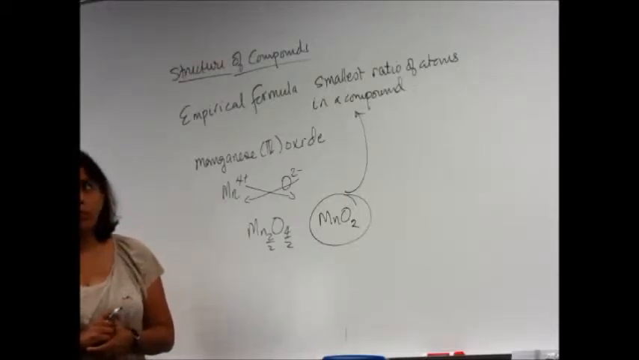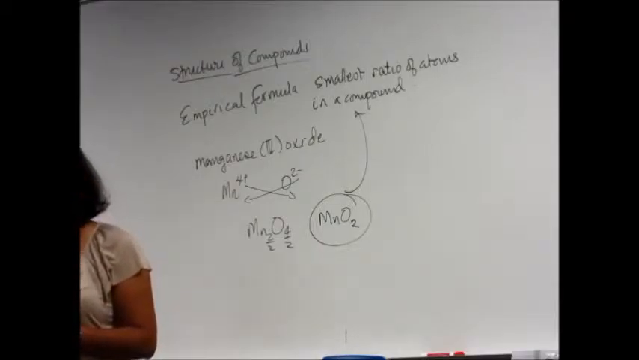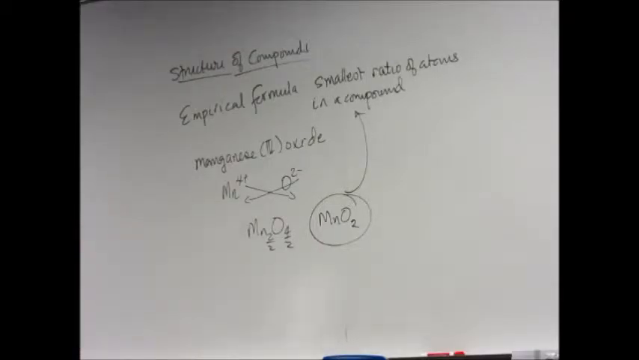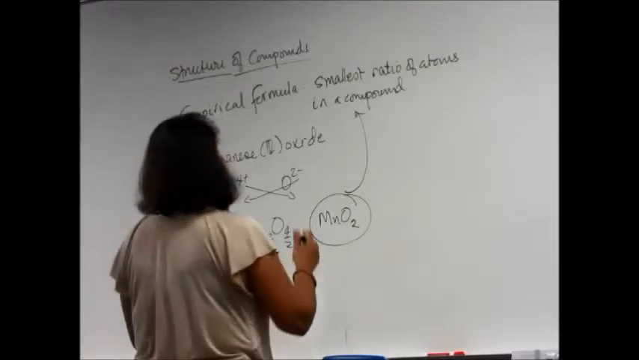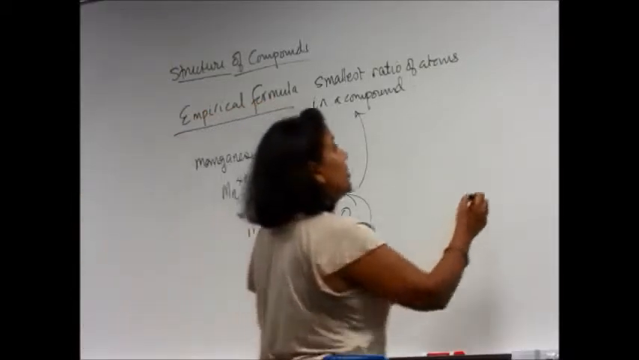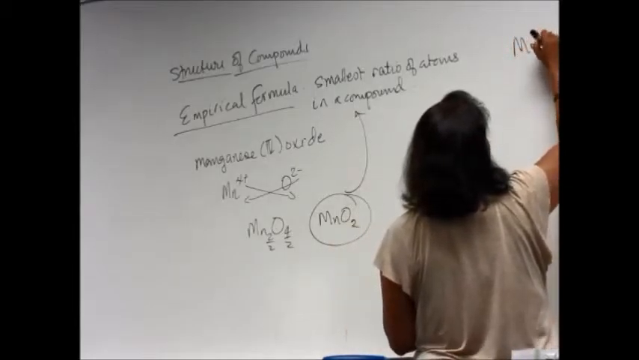What has empirical formulas? Almost all ionic compounds have empirical formulas. Even a lot of covalent compounds that you have done so far, almost all of them will have empirical formulas, which means that when you form the compound, you bring it down to the lowest ratio. All right, then you get to the next one, which is called the molecular formula.